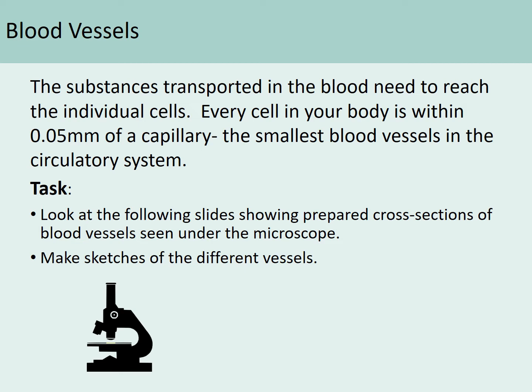And interesting fact, every single one of our cells in the body is within 0.05 millimeters of a capillary. Now we're going to look at what capillaries are, but they are one of the types of blood vessels in the circulatory system. So that means every single cell is incredibly close to a blood vessel. So then the oxygen and the glucose can diffuse into the cell, and any waste products from the cell can easily diffuse into the blood and be taken away.